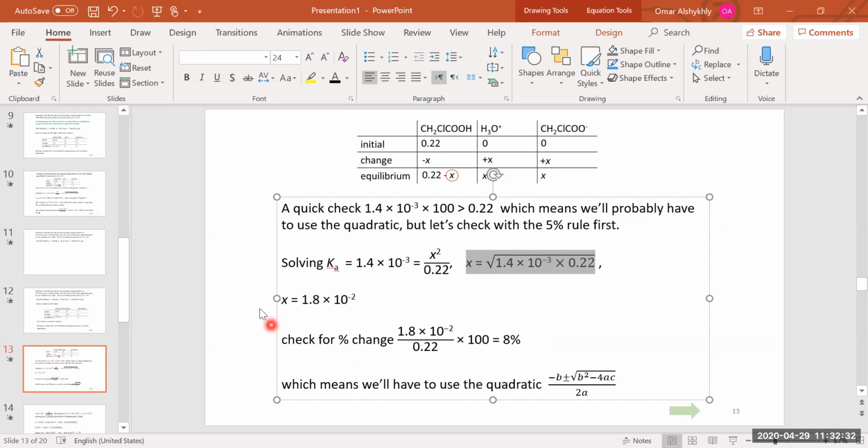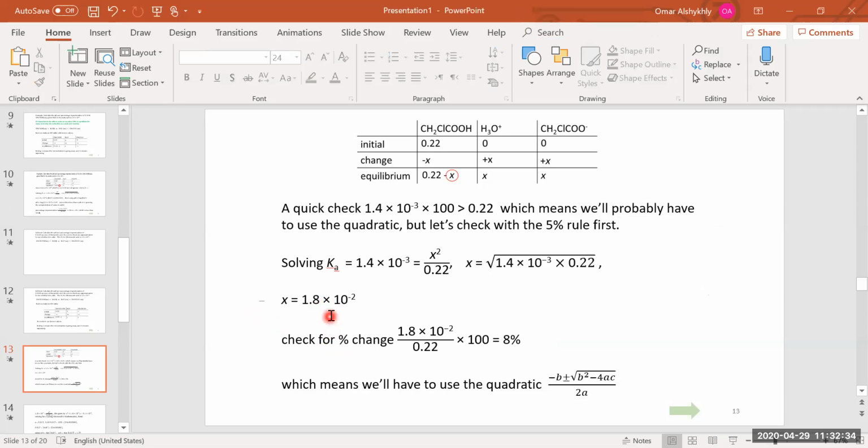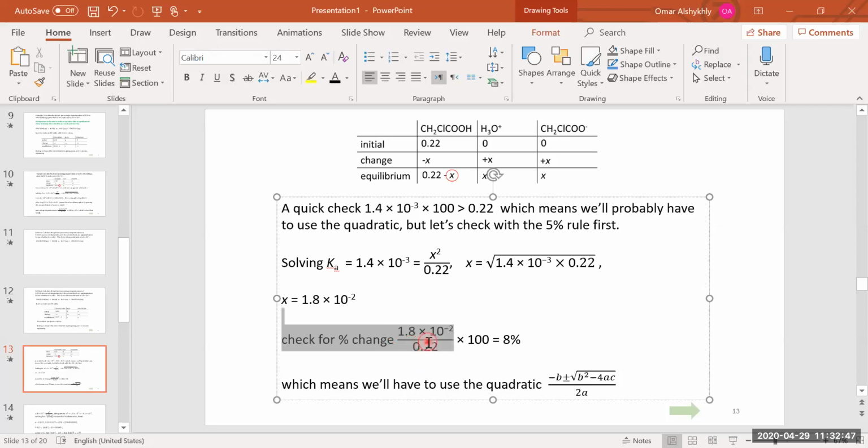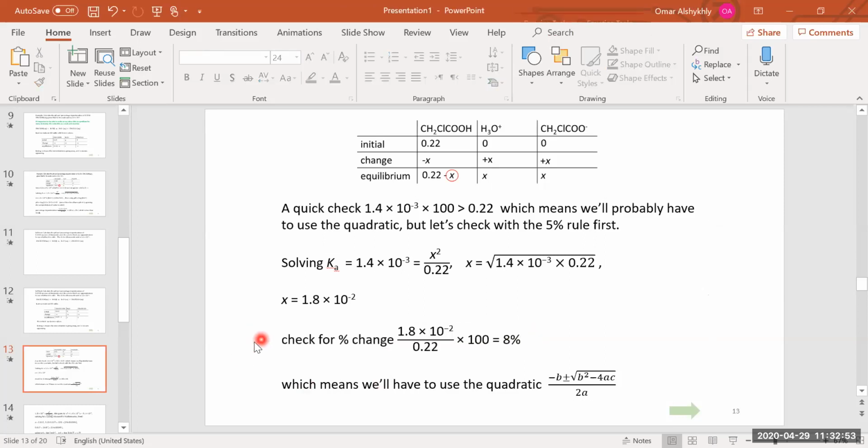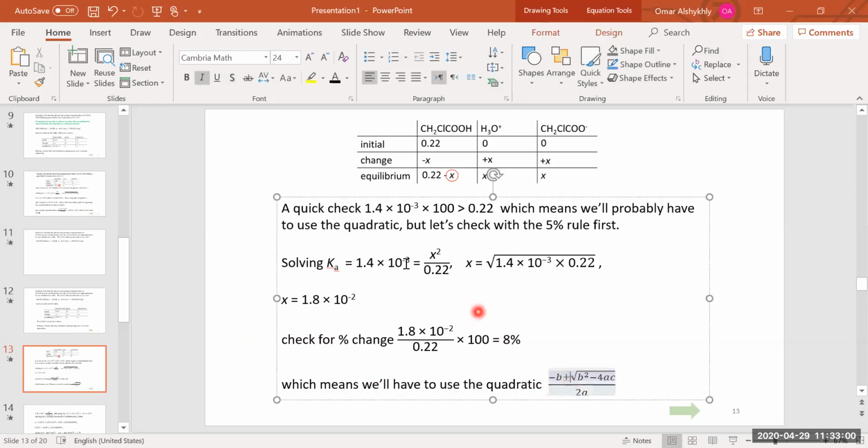After they did the approximation, x was 1.8 times 10 to negative 2. Now we will check the percentage change. Divide the x by 0.22 times 100. It gives me 8%. It's more than 5%, so our approximation is not valid. That means we need to go back and use the quadratic equation to find the x value.